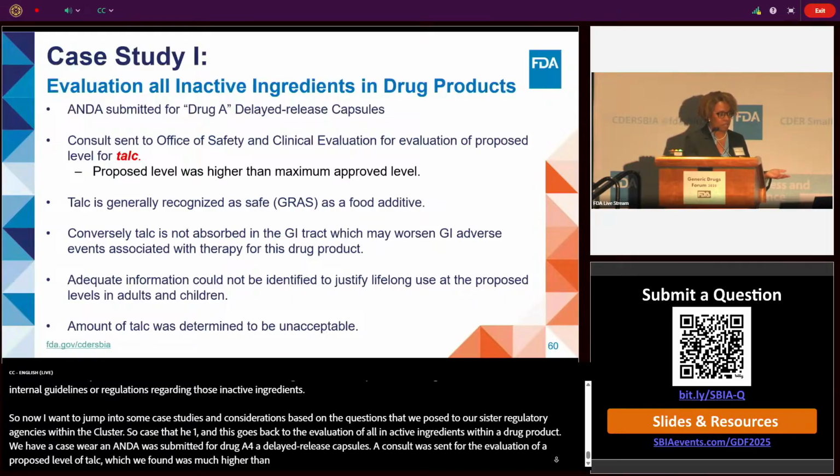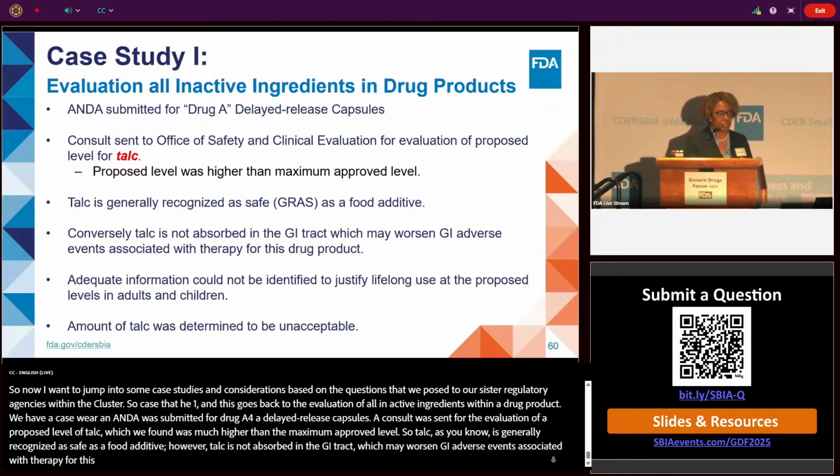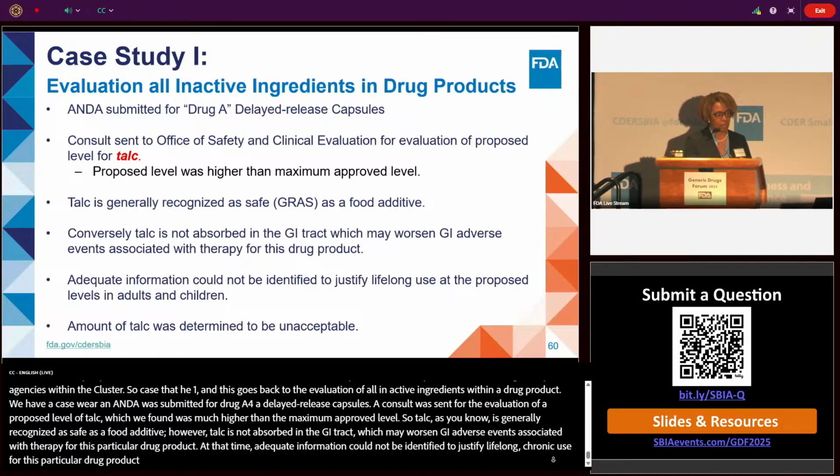So talc, as you know, is generally recognized as safe as a food additive. However, talc is not absorbed in the GI tract, which may worsen GI adverse events associated with therapy for this particular drug product. At that time, adequate information could not be identified to justify chronic use of talc for this particular drug product at the proposed levels in adults and children. So we deemed the amount of talc to be unacceptable for this drug product.